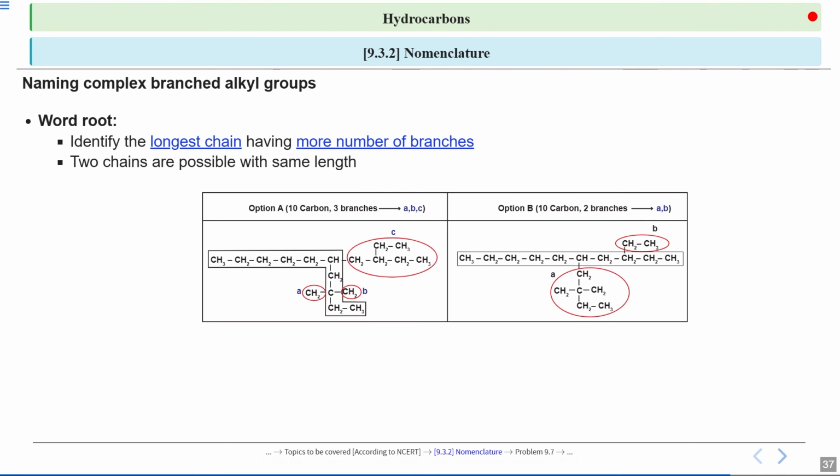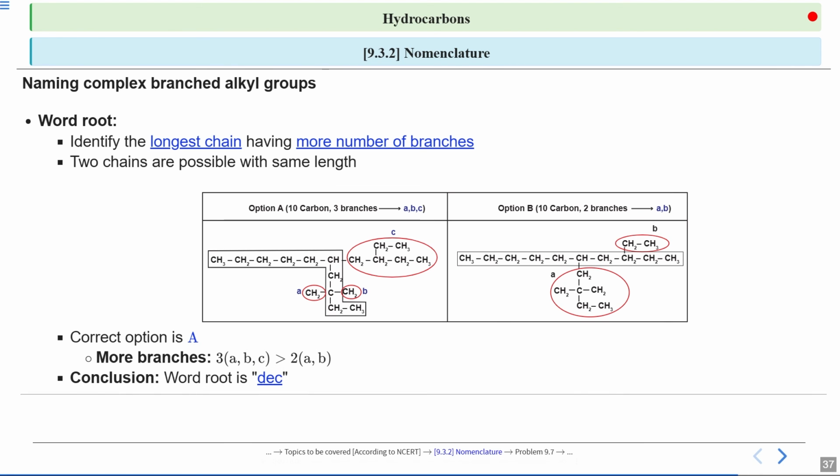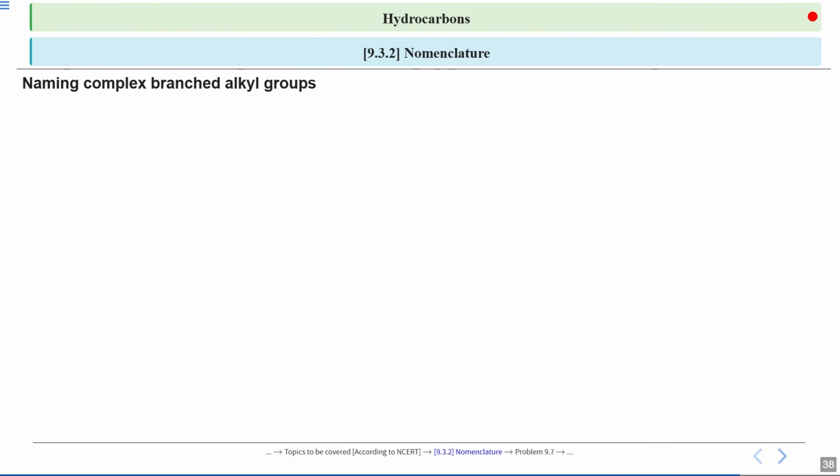This is the first one and the second one, in option A and option B. But in the first option, the number of substituents or the number of branching is greater as compared to option B. Therefore, the correct option is A. More branches are present with the first one, which is 3, and in case of option B, the branching count is 2. Therefore, the word root is dec. That is for sure, because the longest chain is of the same length in both cases. We have to decide one of them. Okay. Now moving on further.